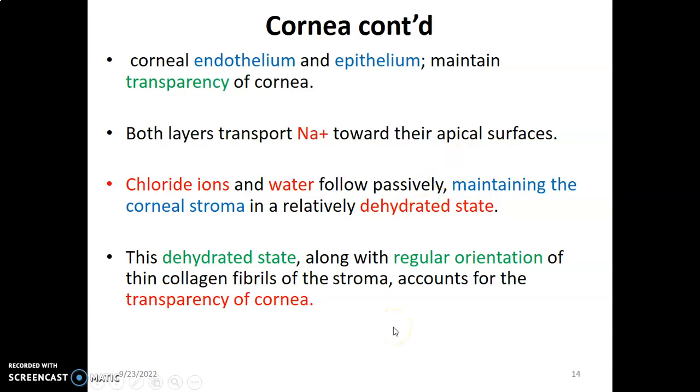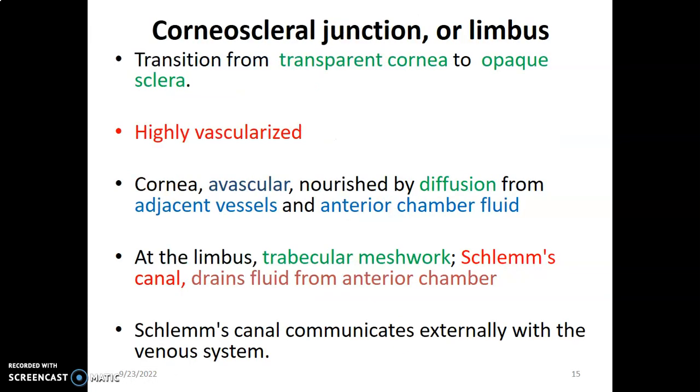So how does the cornea get its nourishment? Diffusion from the vessels at the corneoscleral junction, and also the fluid within the anterior chamber will have nutrients that will leave it via diffusion into the cornea. At the limbus, this corneoscleral junction, we have trabecular meshwork, which we call the canal of Schlemm. This canal of Schlemm helps to reabsorb fluid from the anterior chamber. So it drains the fluid from the anterior chamber. So the canal of Schlemm actually communicates externally with the venous system.